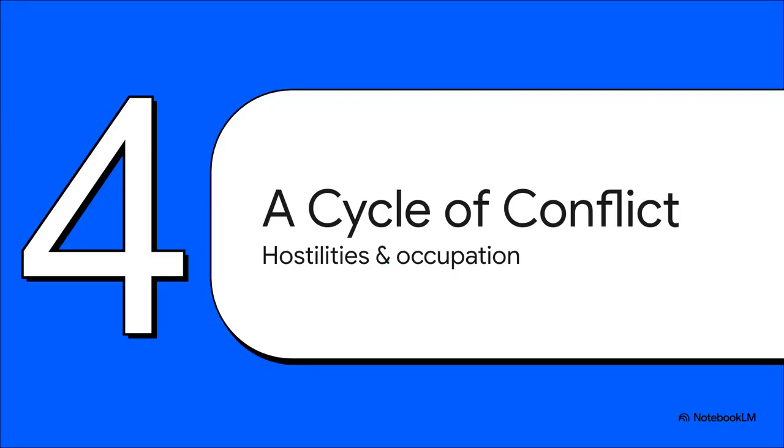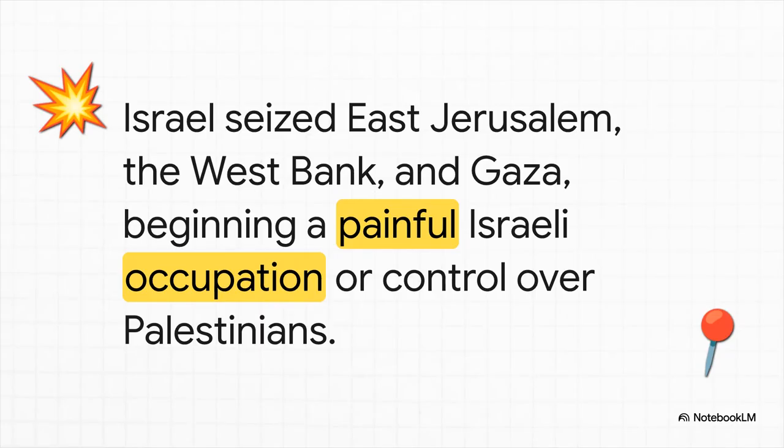The events of 1948 didn't end the conflict. They actually set the pattern for decades to come, a cycle of wars, occupation, and uprisings that continues to shape the lives of everyone in the region. The next major turning point was the 1967 Six-Day War. Israel won a decisive military victory, but in doing so, it captured territories with large Palestinian populations, the West Bank, East Jerusalem, and Gaza. This marked the beginning of a military occupation that is now over half a century long.